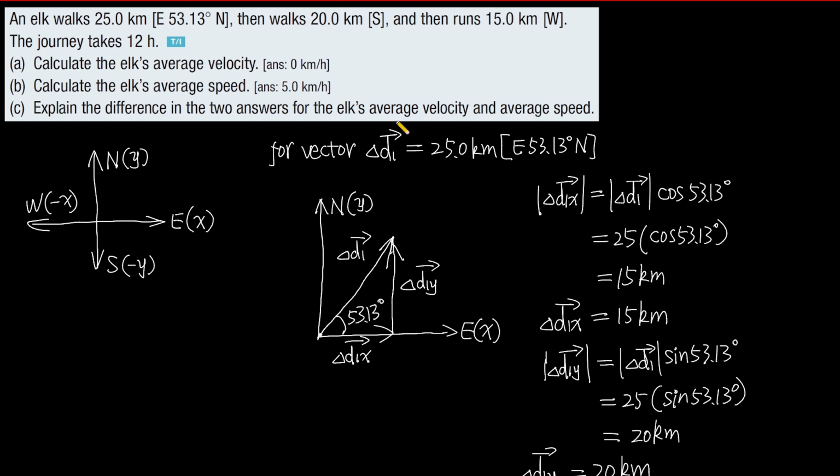To calculate the average velocity, we need to use the total displacement divided by the time interval. And for average speed, we need to use the total distance divided by the time interval. So they are completely two different things, and the answers for them are different. Yes, they are related. They have a relation, but they are different.